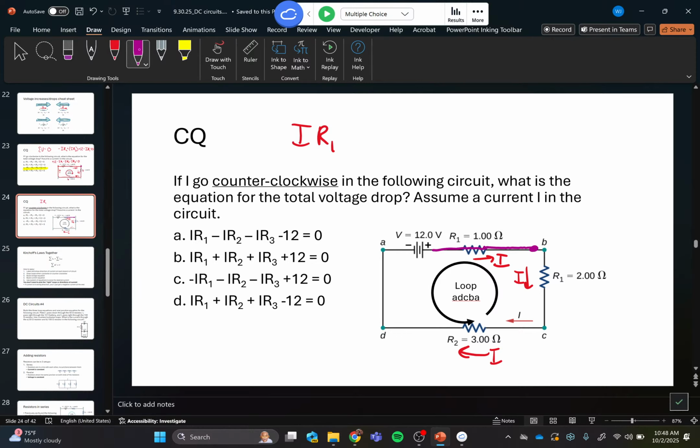Great. Then I keep walking. I hit the battery. The positive terminal is the high. The negative is the low. So if I'm going from the positive to the negative, I am going downhill.